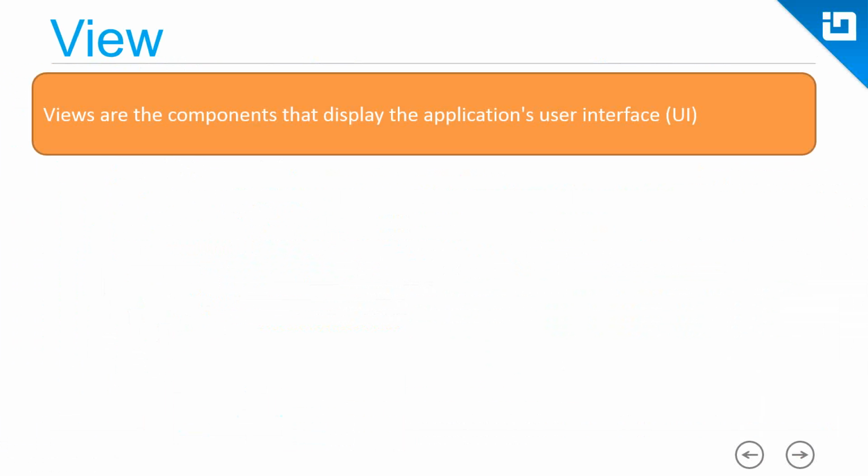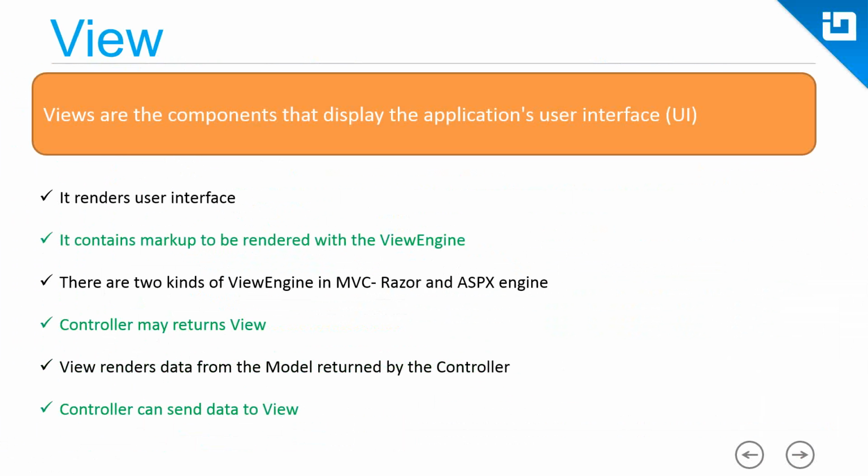So what does a view do? Views are the components that display the application's user interface. Simple, it is just user interface. Keep in mind, it does not take the user input. User input routes via the controller. It renders the user interface. It contains markup to be rendered with the view engine. There are two kinds of view engine in MVC, Razor and ASPX engine. So whenever you find .cshtml, that is the Razor engine, and majority of the time we'll be using that.